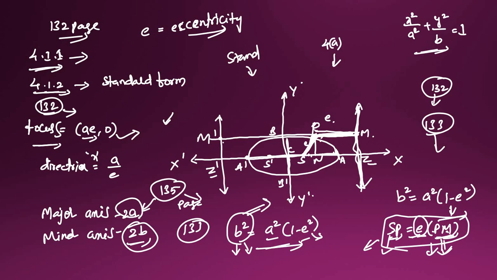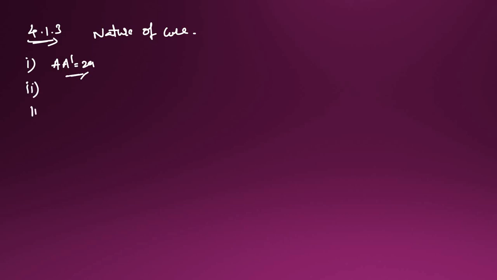So this is up to the ellipse introduction, with some points here. Okay, we'll go to the next topic, 4.1.3. What is that? Nature of the curve. In this, please check these points. One point: AA dash is the major axis, AA dash is equal to 2a. Please check and study these values and write them once, and you will get them easily. Then the second, third and fourth points, please check those. Fifth point.